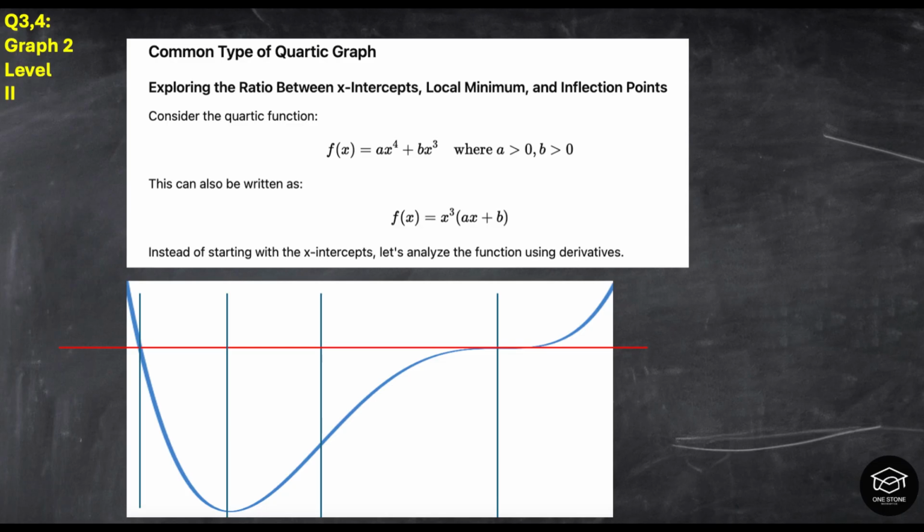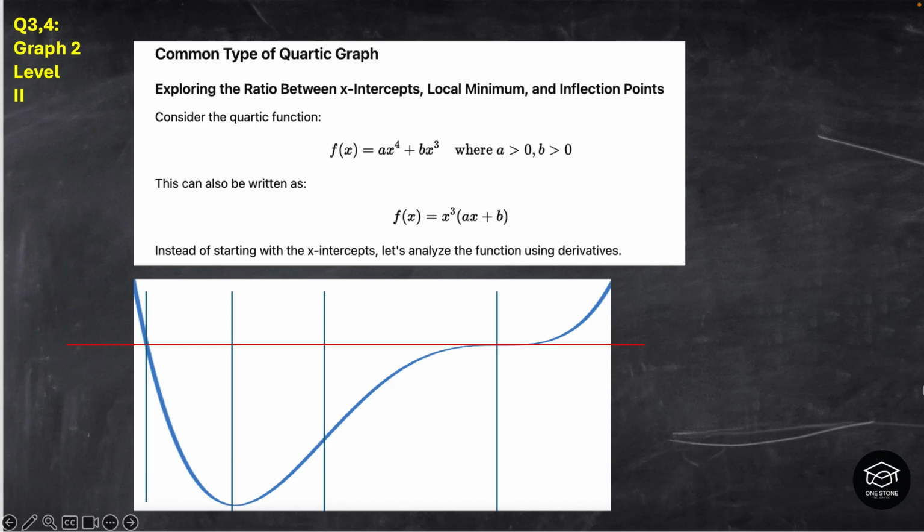Let's look at a common type of quartic function and explore the relationship between the x-intercepts, local minimum, and inflection points. We're given the function f of x equals ax to the fourth power plus bx cubed, where both a and b are positive constants. This function can also be factored as f of x equals x cubed times the quantity ax plus b.